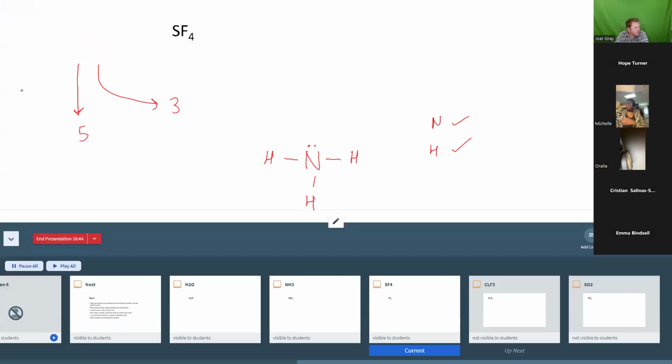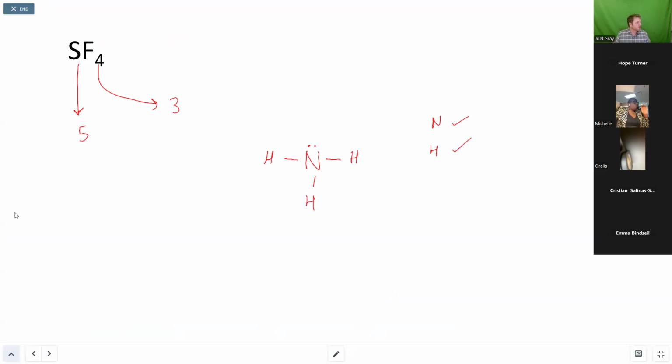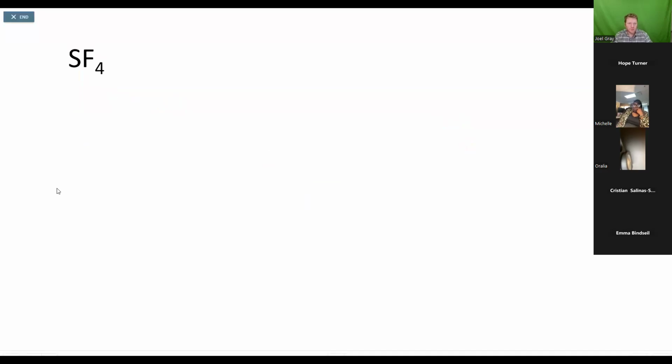Now, we've got 3 more molecules that we're going to look at. Okay, so next up is SF4. This is sulfur tetrafluoride. Okay, now this is going to ramp things up a little bit. How many valence electrons does sulfur like to have?